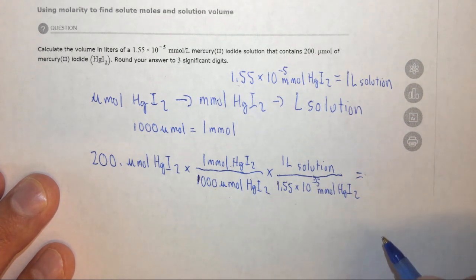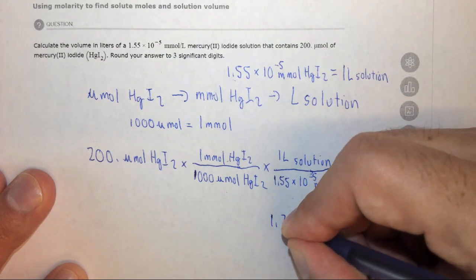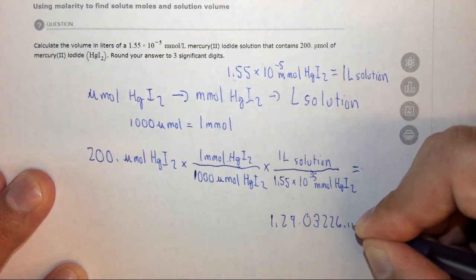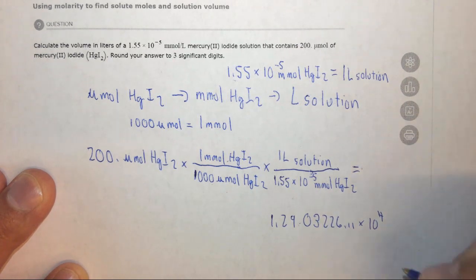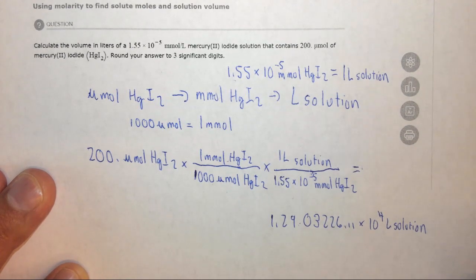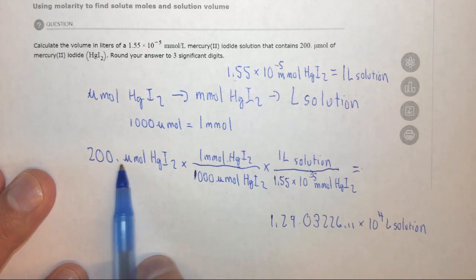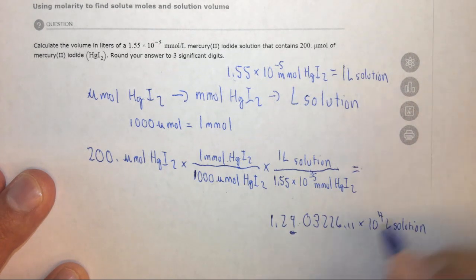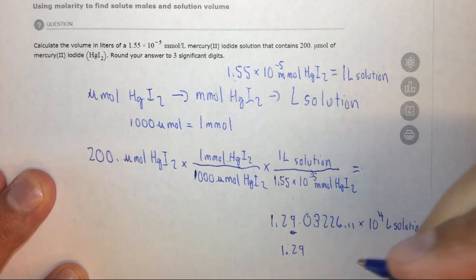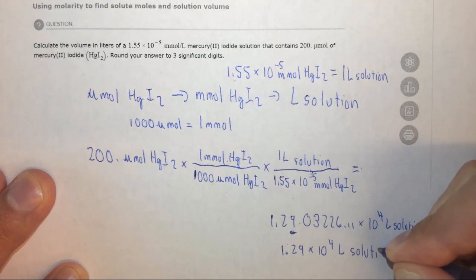And when you do all this math, I'm going to write it down here because I'm going to run out of space. If I write it over here, you get 1.2903226 times 10 to the 4 liters solution. However, because your original number of micromoles was 3 significant figures, you do want to have 3 significant figures. Since this is a 0, you do not round up. So the best answer is 1.29 times 10 to the 4 liters of solution.